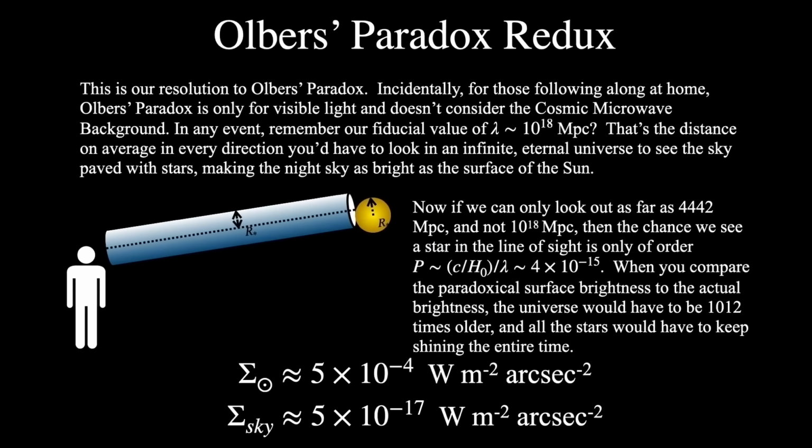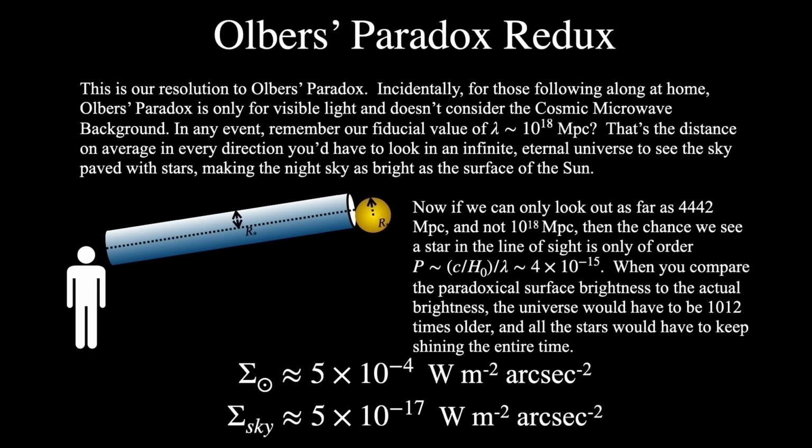Next, we can look at the result of the characteristic size scale of the universe due to an expanding, homogeneous, uniform expansion of the universe, is that it helps us solve Olbers paradox. This is our resolution. Remember from the other time that we found that the characteristic fiducial size scale is about 10 to the 18th megaparsecs. If the universe is infinite and filled with stars, how far would we have to look in order to see a star? It's about 10 to the 18th megaparsecs.